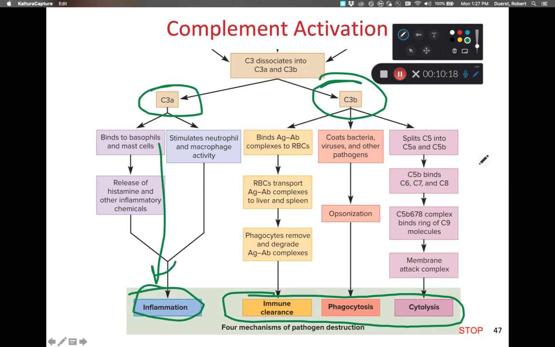There we go. If you have any questions or comments about complement activation and the 4 effects of complement activation, please don't hesitate to post them on the class discussion board or to shoot me an email. We will get to the 3 methods of activation in a separate recording.